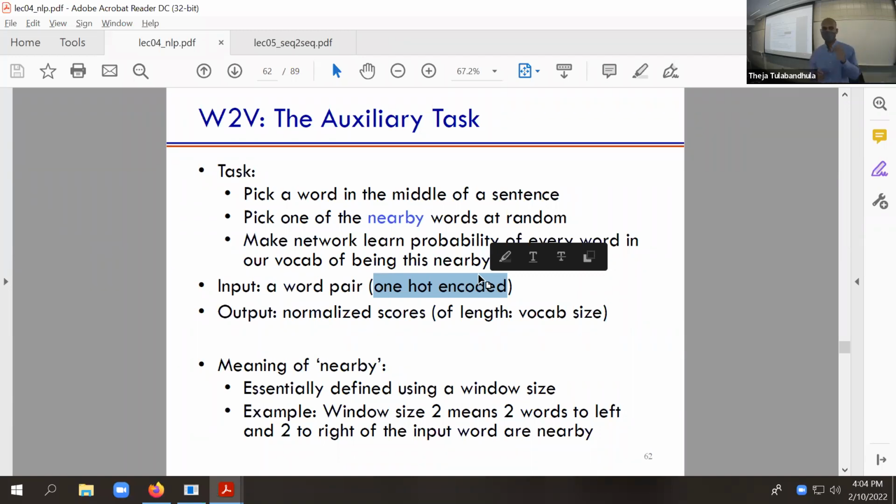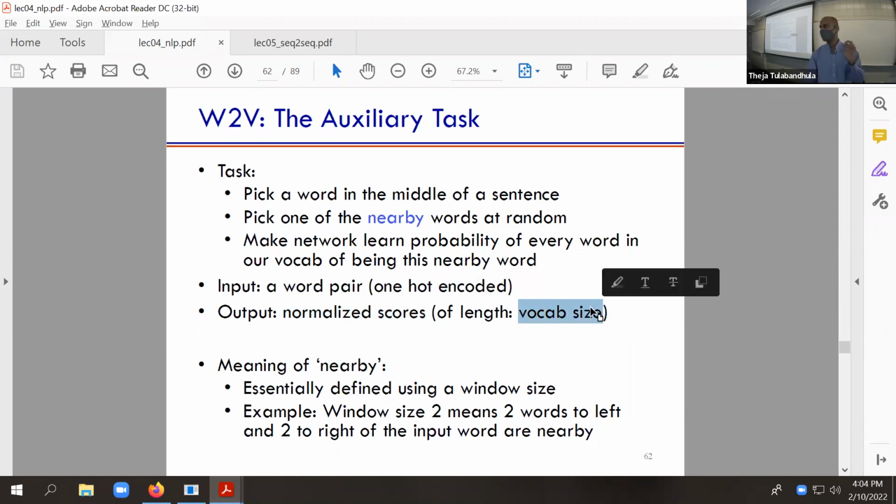One-hot encoding just means, as I said, it's one at some location and everywhere else it's 0. We'll see that example actually. The output is going to be some scores. Normalized just means probabilities basically. The number of score coordinates will be the number of words in our vocabulary, so if it's 10,000, then there are going to be 10,000 numbers. They all have to sum up to 1. It's a multi-class classification problem.